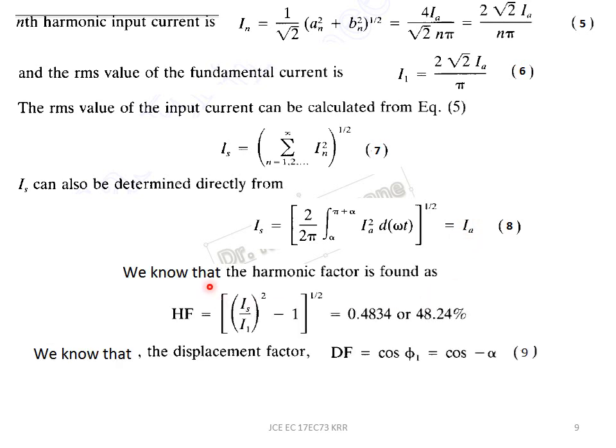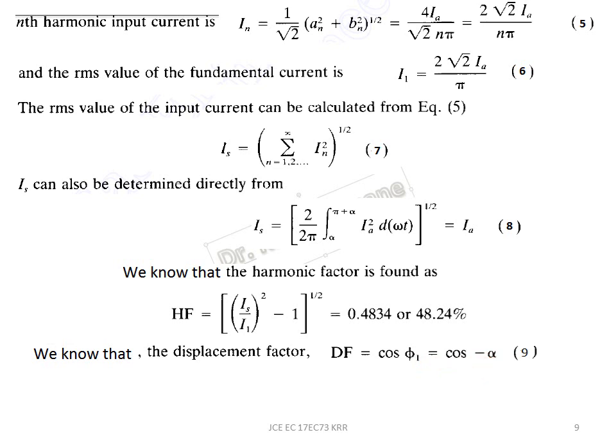So we note that the harmonic factor is found by, we have seen this formula, we are familiar with it. Harmonic factor is the square root of Is by I1 the whole square minus 1. And if I substitute this value of Is and I1, I will be getting 0.4834 or 48% harmonic factor. And we know that displacement factor DF is nothing but cos of phi 1, and that will be written as cos of minus alpha.